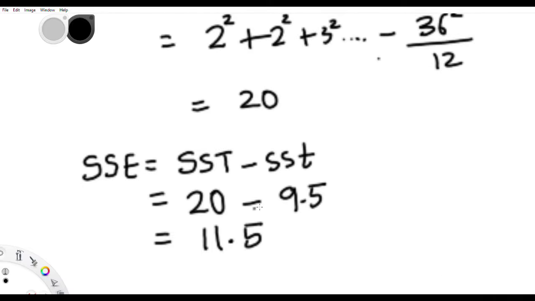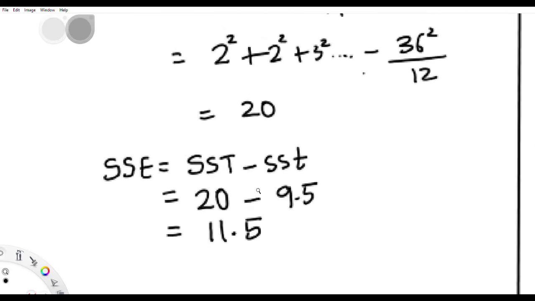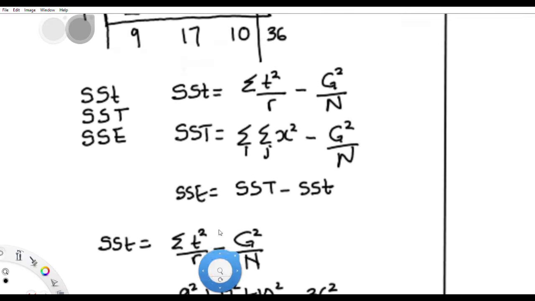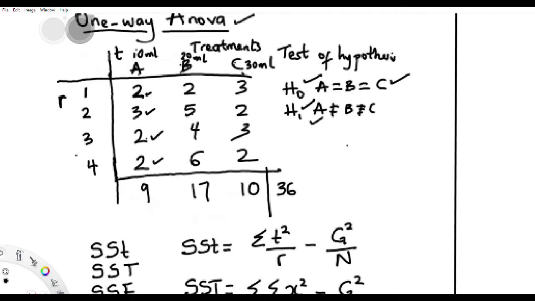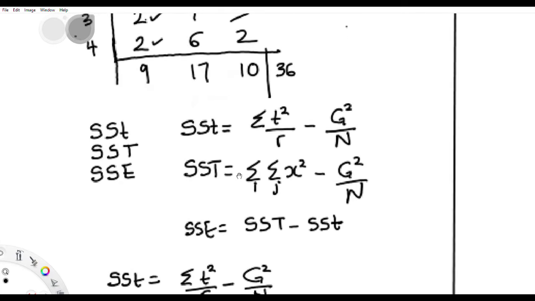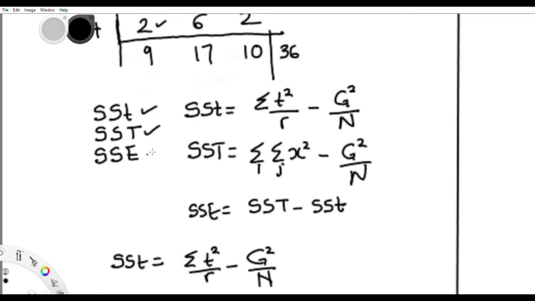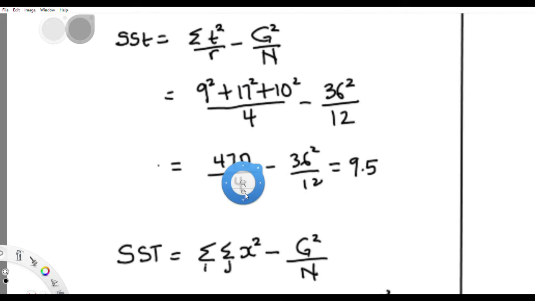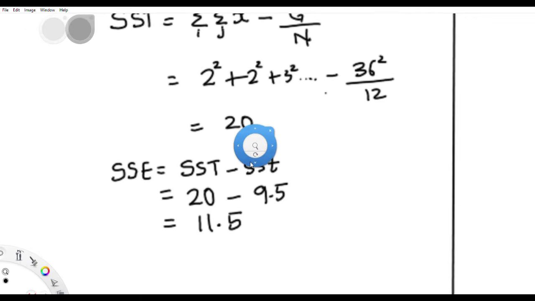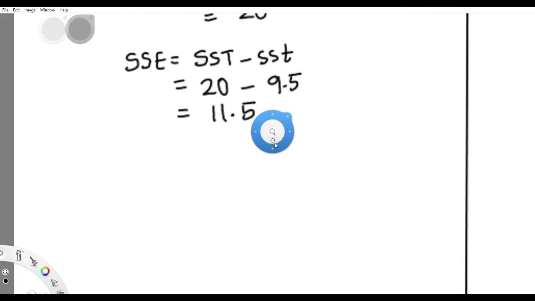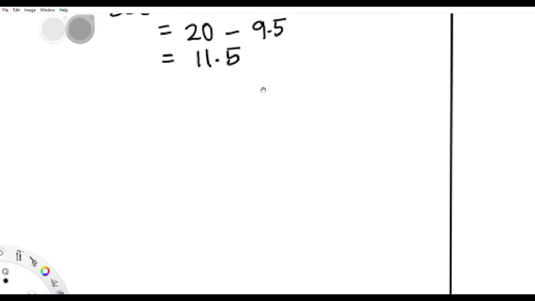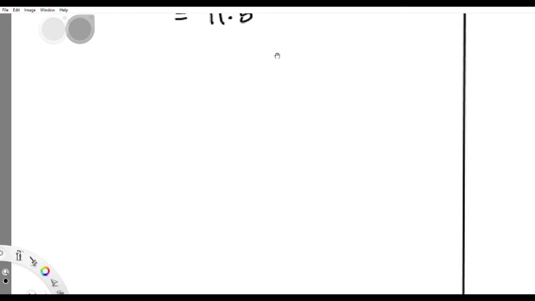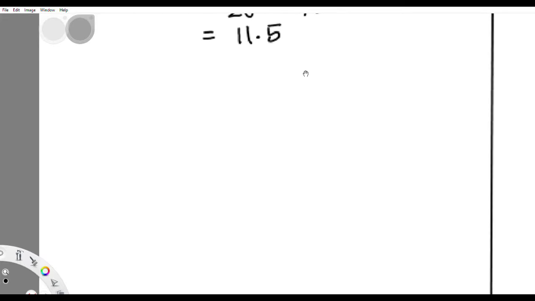That is the sum of square error. Okay, now we've used the table, we've gotten the sum of square treatment, we've gotten the sum of square total, and then we've gotten the sum of square error. Now that brings us to the ANOVA table. Now this is not actually what you are trying to know for your exam. What you are trying to know for your exam is what we're about to start now.